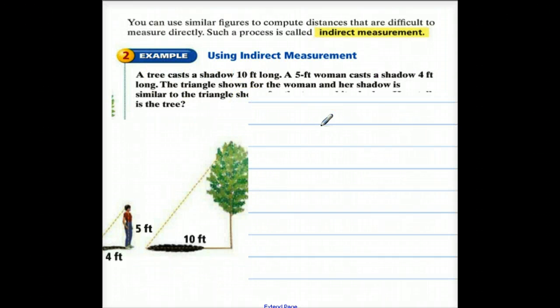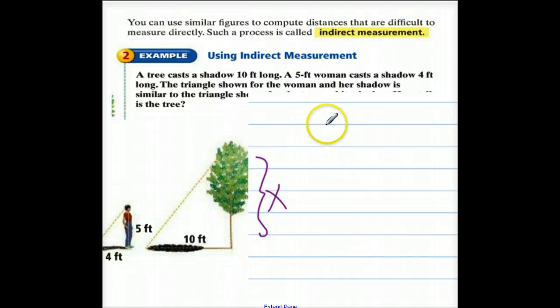Alright, you can also use similar figures to find distances that are difficult to measure, and doing this we call indirect measurement. So if I have a tree here and it casts a 10-foot long shadow, and then I have a 5-foot woman standing next to the tree. Her shadow is only 4 feet. See how we kind of, with a dotted line, made these look like a triangle? I can solve for the height of the tree because I know the height of the woman and her shadow, and I know the length of the tree's shadow.